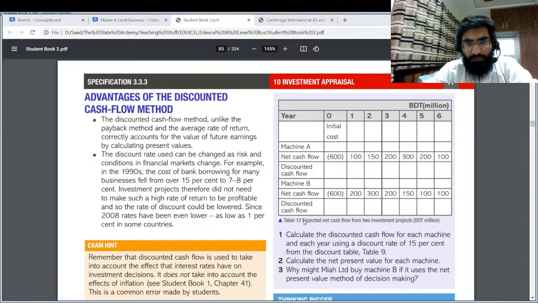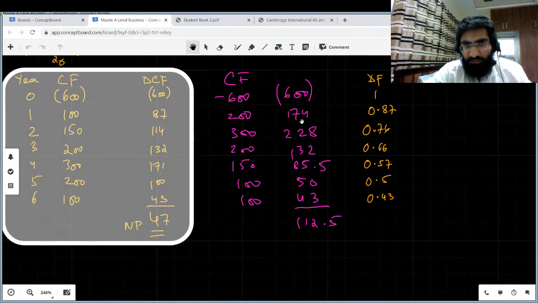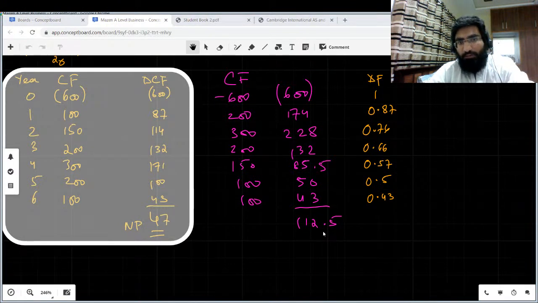Hopefully this is what your cash flows look like: minus 600, 174, 228, 132, 85.5, 15, 43. And out of these two, the second project, since it's showing a higher net present value, we'll pursue this one. Okay, so you'll pursue this second project.